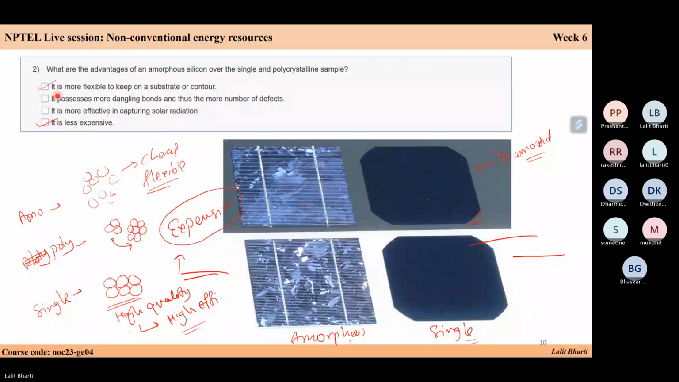So let's see what statement they're asking. It is more flexible to keep on a substrate or contour. We are being asked about the advantages of amorphous silicon. So yes, these are more flexible. If you see, these are the amorphous silicon, and these are single crystalline silicon. So amorphous are more flexible, so you can put them on any substrate, rather than single crystalline.